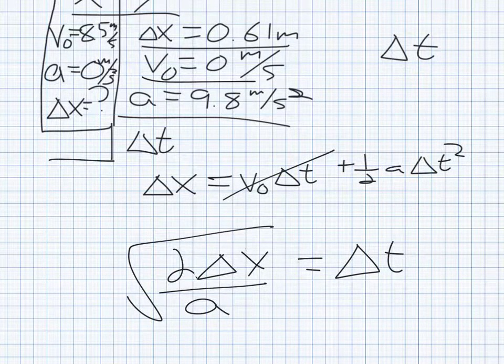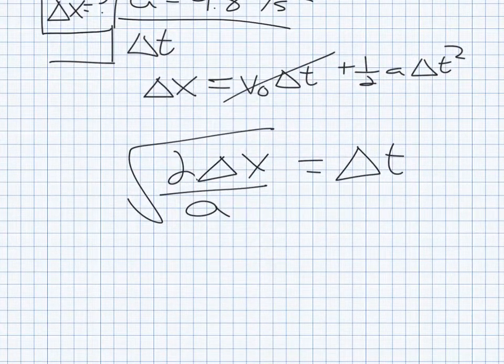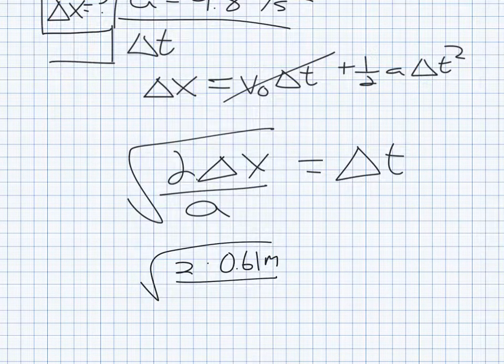And I have all of those things. So, plugging that all in, square root of 2 times delta x, which in this case was 0.61 meters, over gravity, or 9.8 meters per second squared. And my meters will cancel. I'm going to have seconds squared left over. When I root that, I'll get seconds. Now I just need to plug in the 2 times the 0.61, divide by the 9.8, and get my square root.